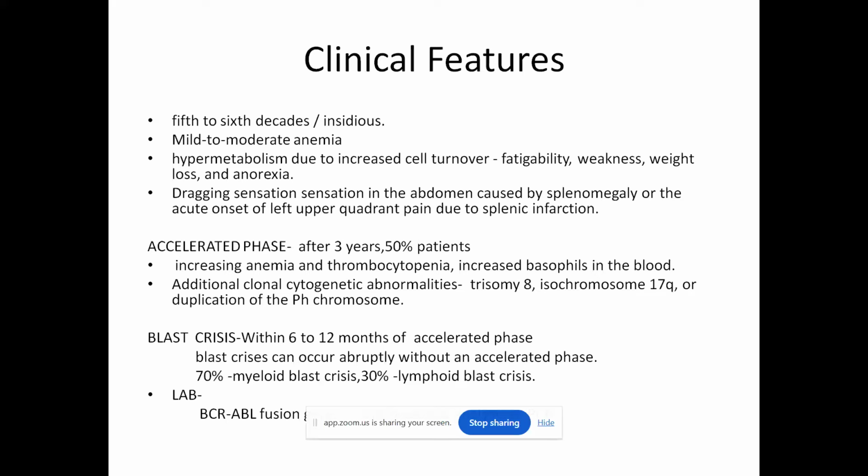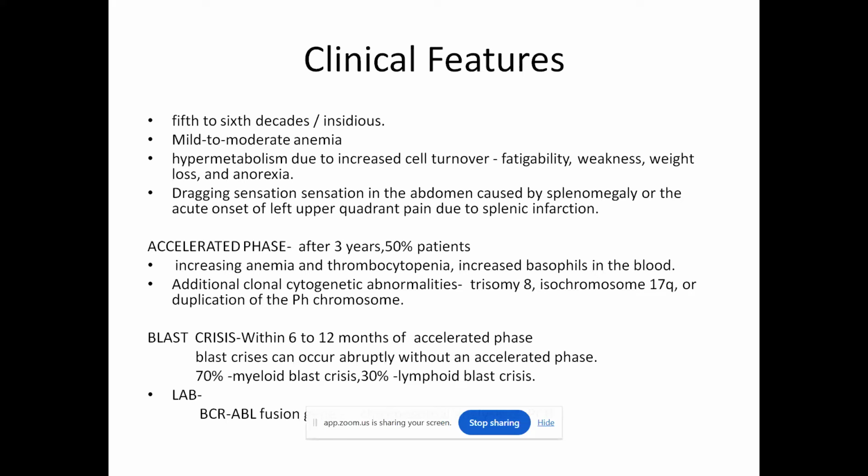Usually the fifth to sixth decade will be the age group in this one. The anemia is mild to moderate due to the increased cell turnover; fatiguability, weakness, weight loss, anorexia will all be there. The spleen will be massive. So if the history gives massive splenomegaly with an increase in the cell count and a normal platelet count, we have to think about CML.